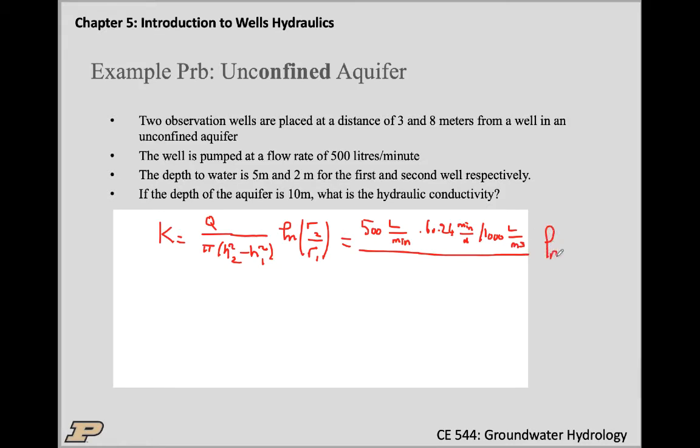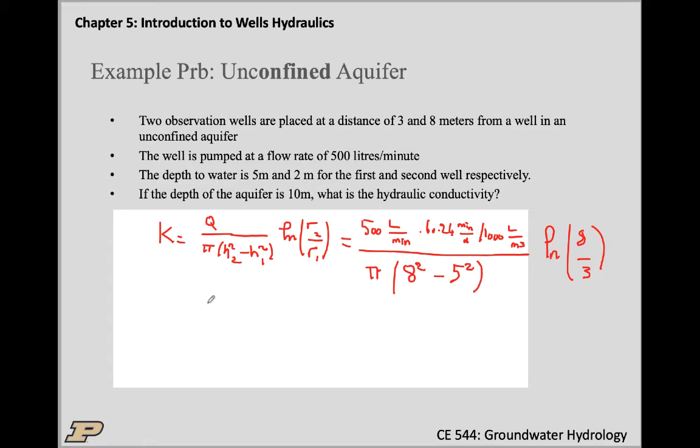Now we have our natural log of the distances. So these are, what was it, 8 and 3. Okay, and then here on the bottom we have pi. And then we have the h. So the h, just a note for those of you who didn't see it again, h is the difference between the stable surface minus the water depth, right? So it's 10 minus 2 and 10 minus 5. So 10 minus 2 is 8 squared minus 10 minus 5 is 5 squared.